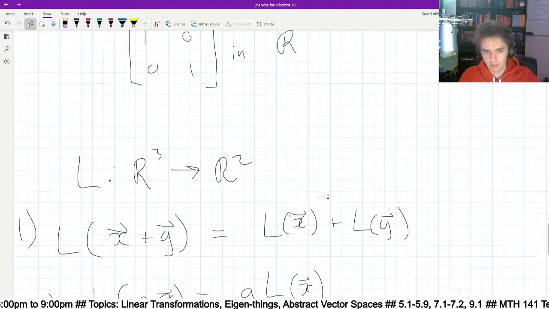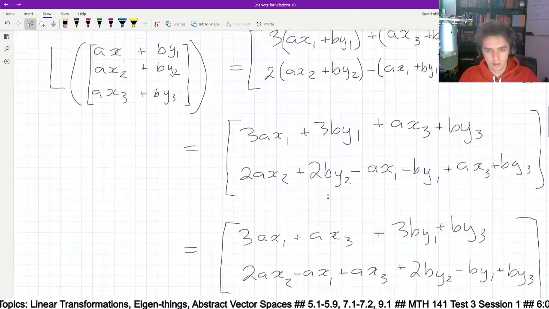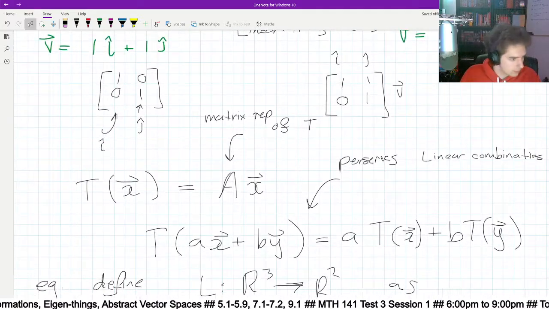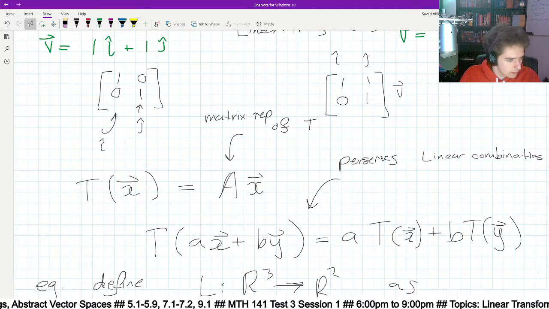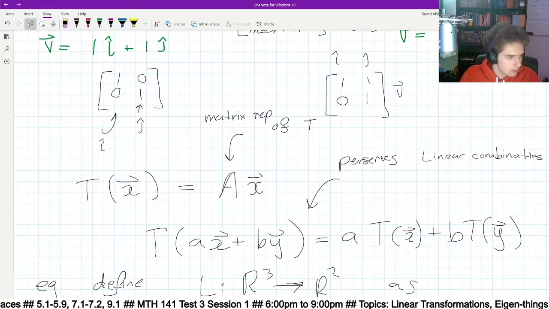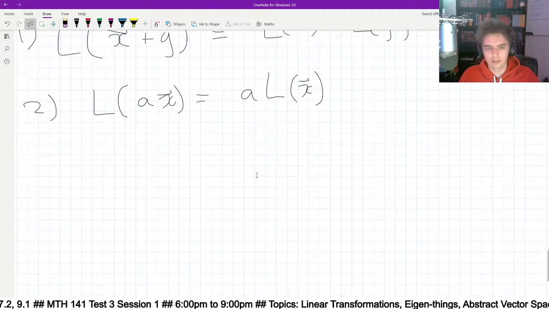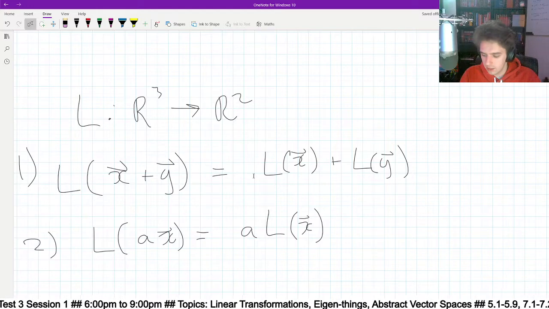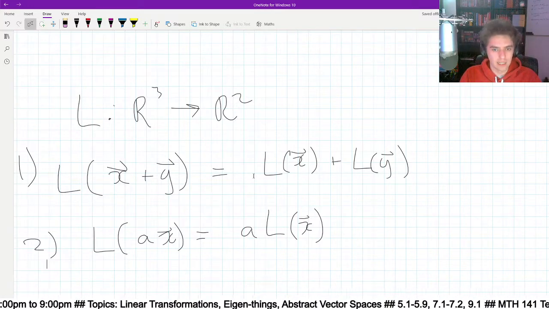So, here, let me look if there's anything else in the textbook for 5.1. Okay, I think that's it from 5.1. So the only thing is pretty much this here, right? We have a transformation. We don't know if it's linear. To prove that it's linear, these two things have to be true.